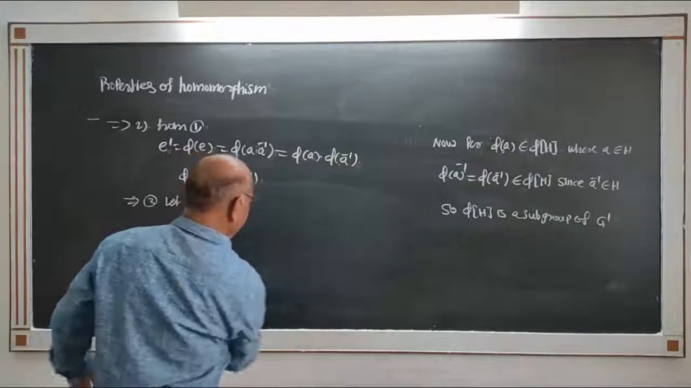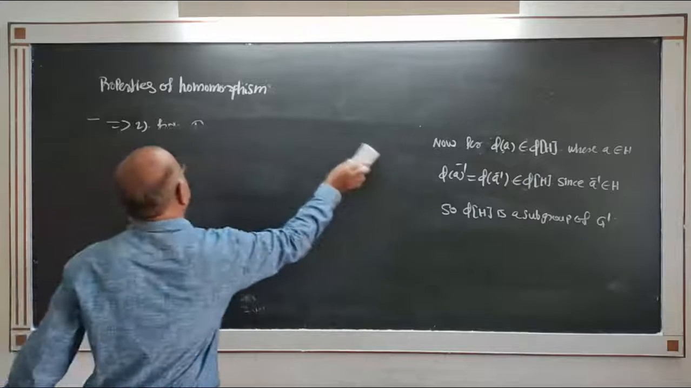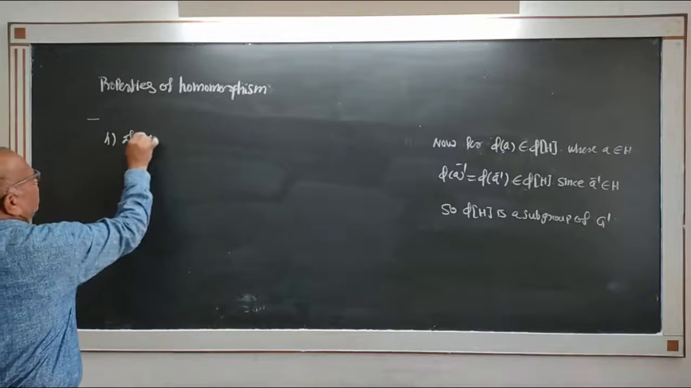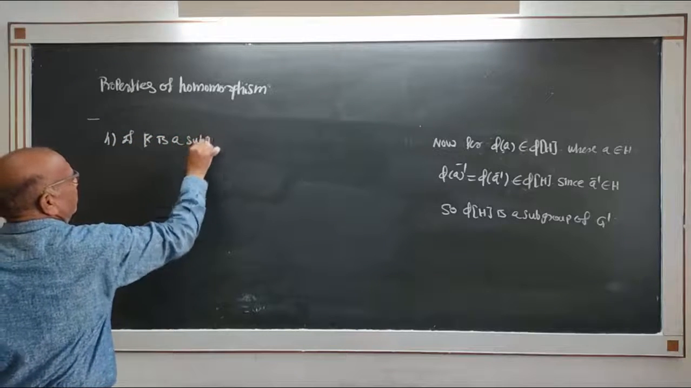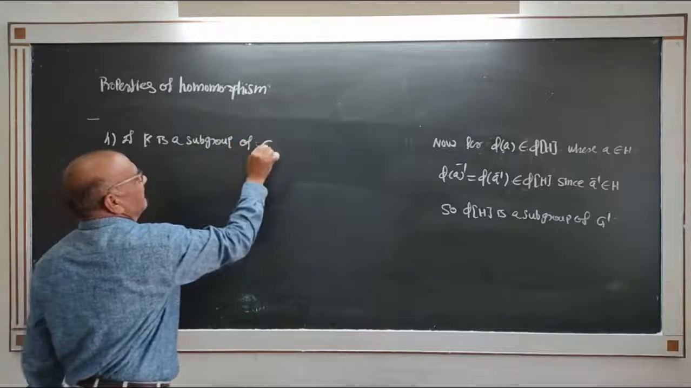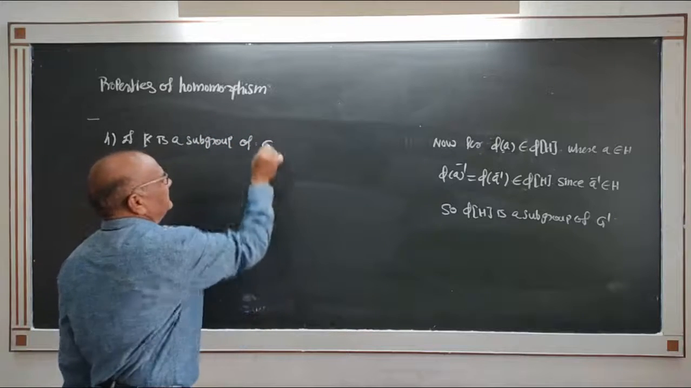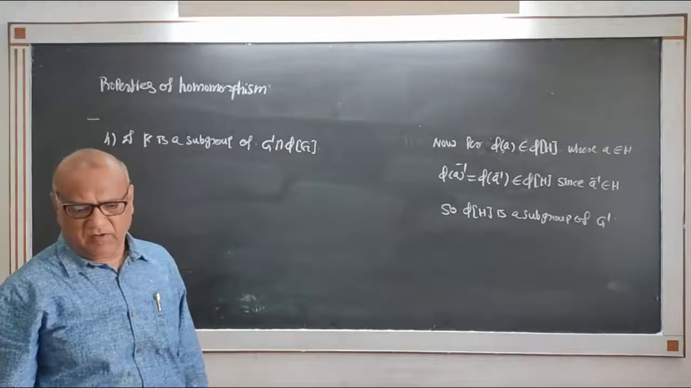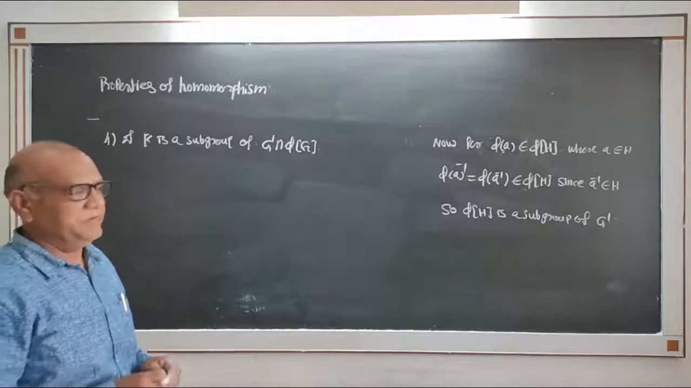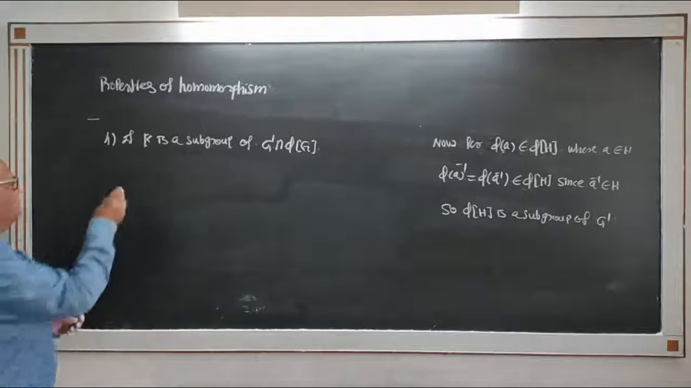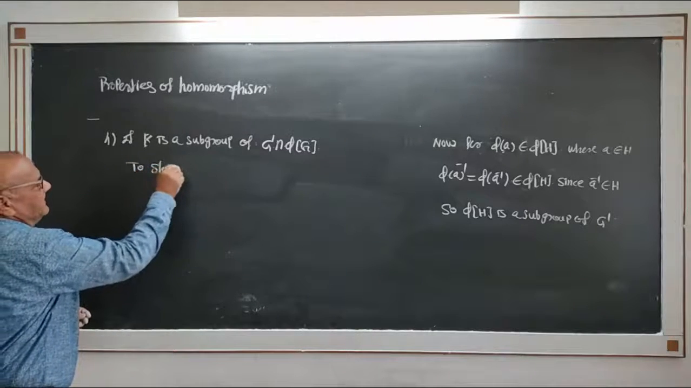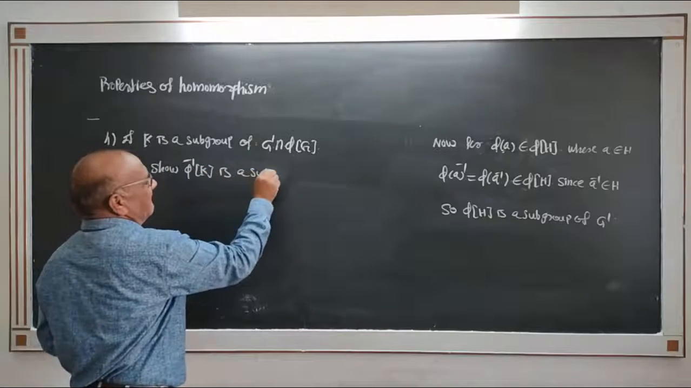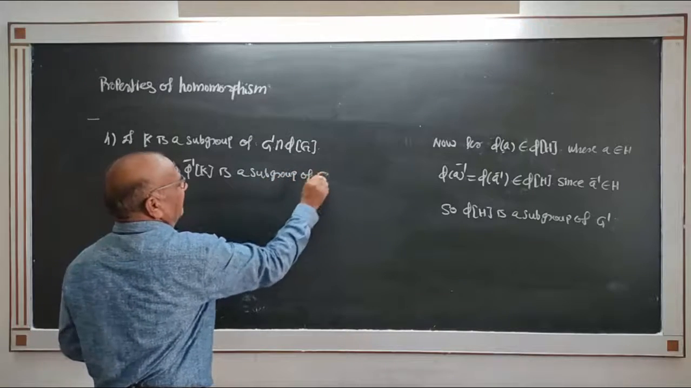Now, fourth, if K is a subgroup of G dash intersection phi of G, to show phi inverse of K is a subgroup of G.